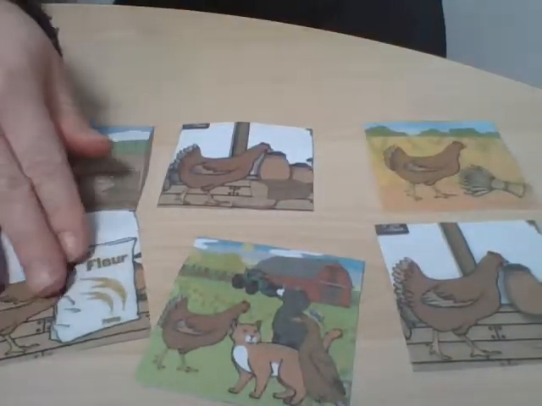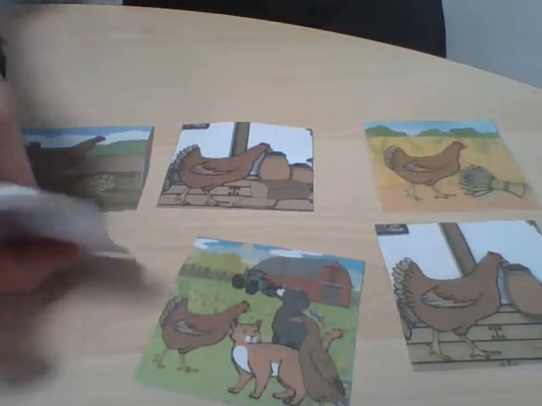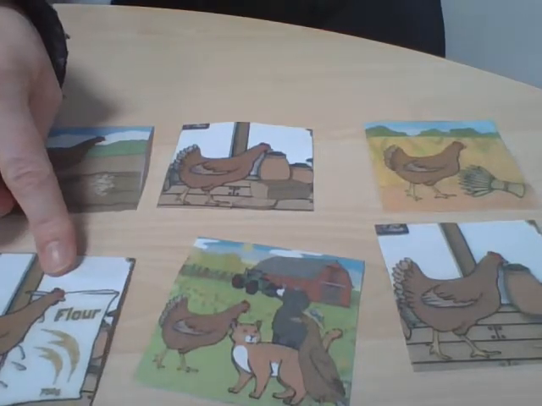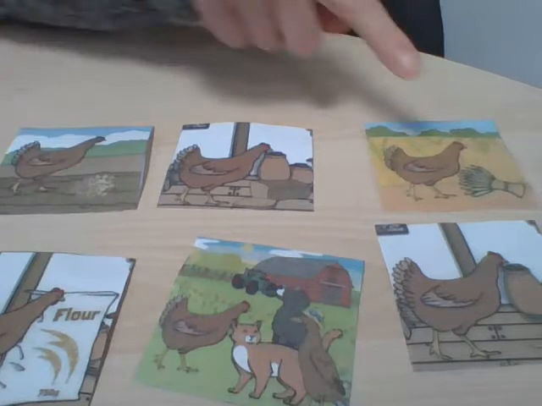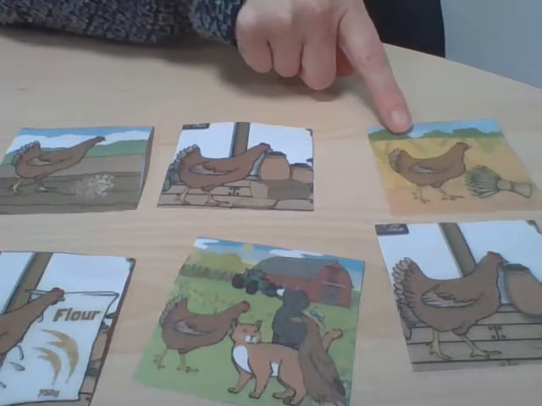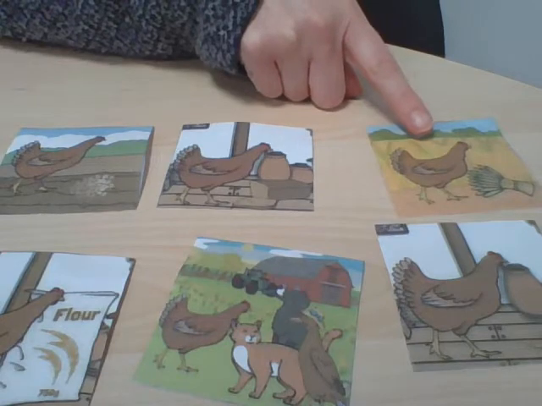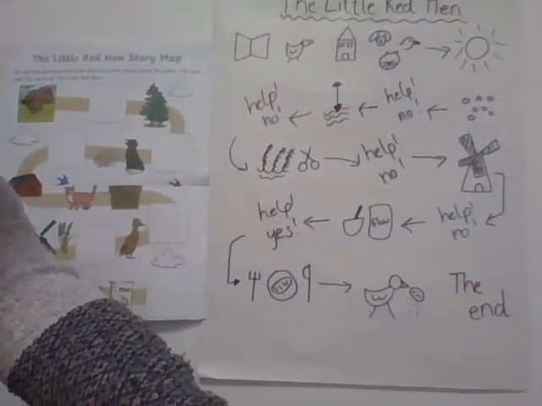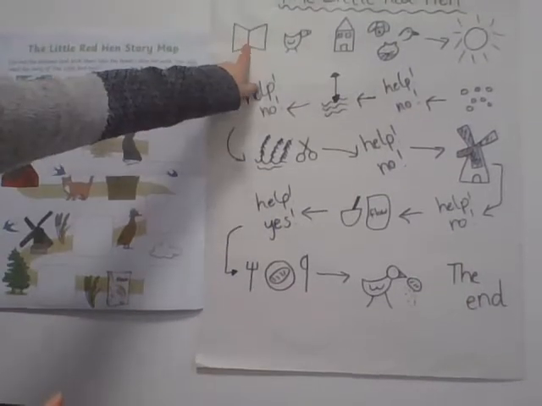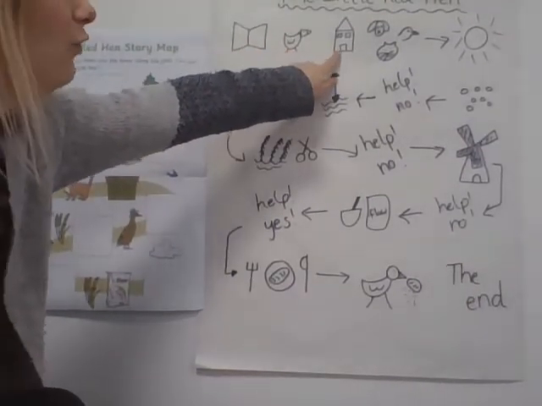Now, does she next get the flour? I don't think so. Does she cut the wheat? Oh, I'm not sure. I know what I'm going to do. I'm going to look at my story map to help me. Once upon a time, Little Red Hen lived on a farm.